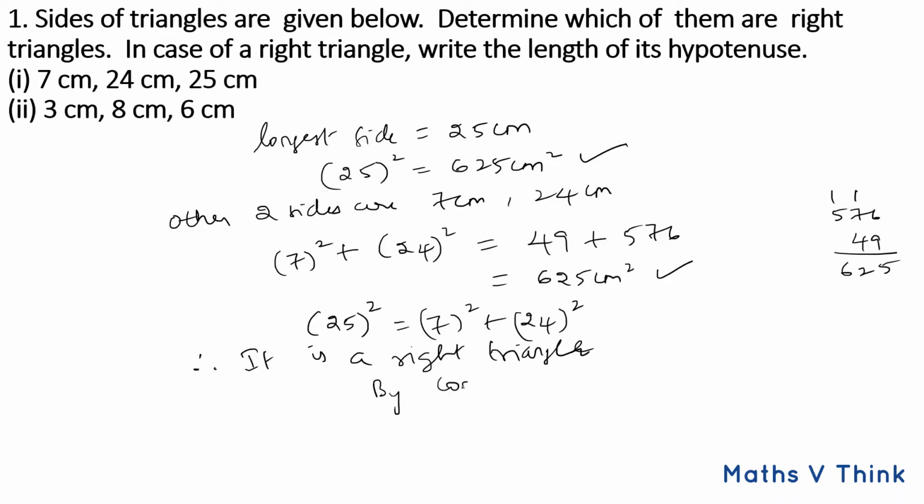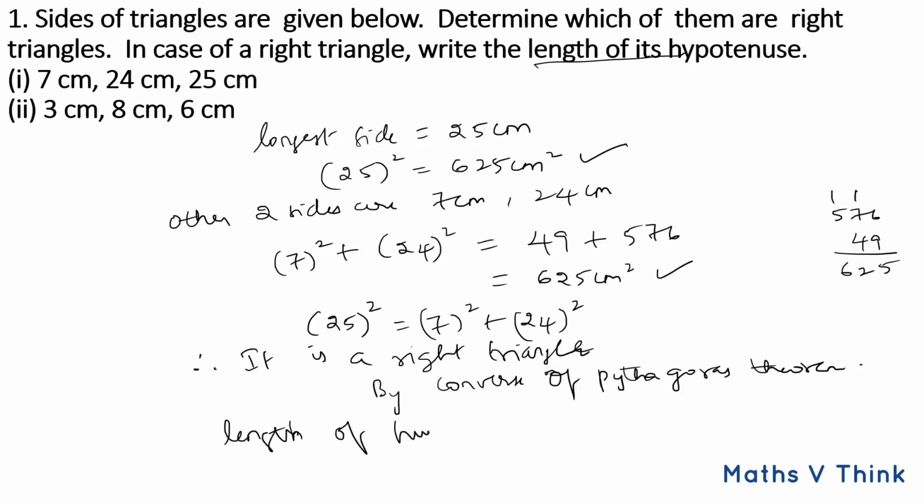by converse of Pythagoras theorem. And now we need to write the length of its hypotenuse. So the length of the hypotenuse is equal to 25 centimeter, which is the longest side.